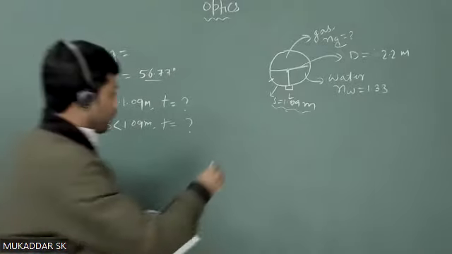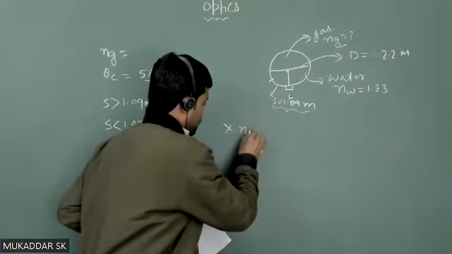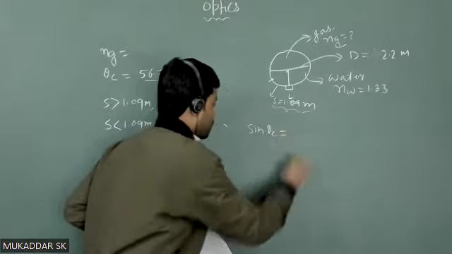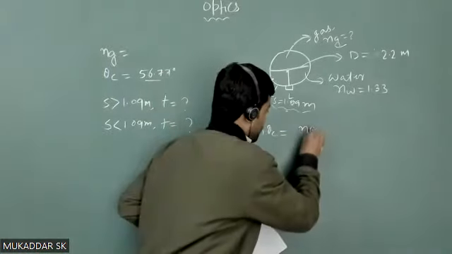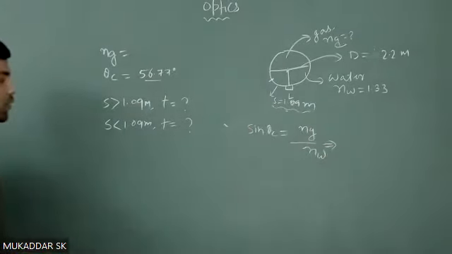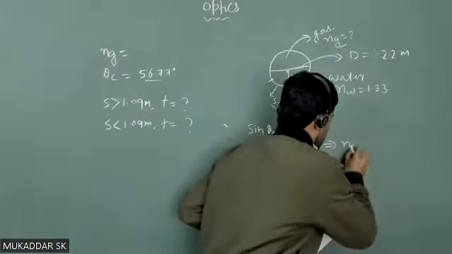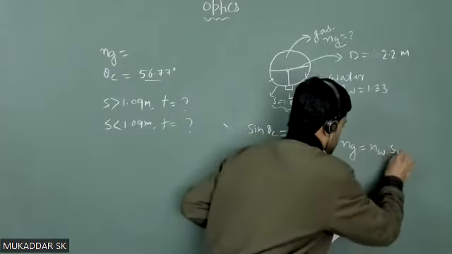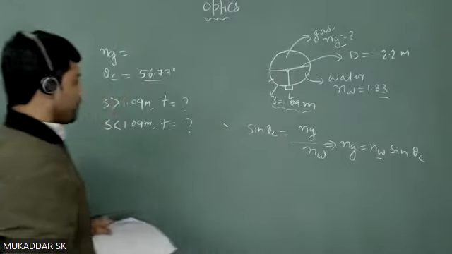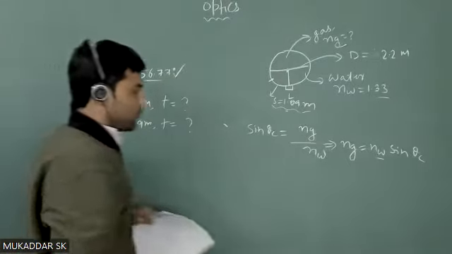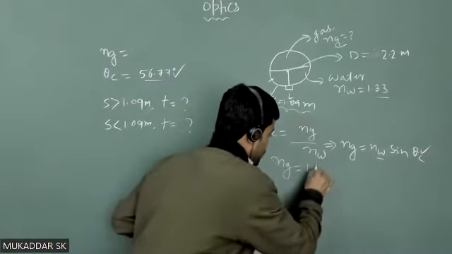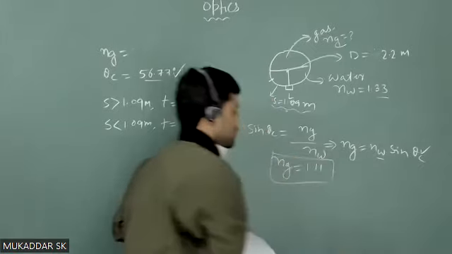Then we can calculate the refractive index Ng. By using the concept of critical angle, sin theta c should be equal to how much? Ng by Nw, right? From the concept of critical angle. So from here I can calculate the refractive index of gas, that should be equal to Nw into sine of theta c. Now Nw is given here. If you substitute this value, and theta c we have calculated, then we'll get the refractive index of gas equal to 1.1. It's a very simple calculation.